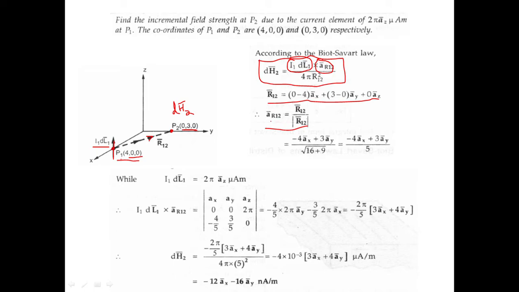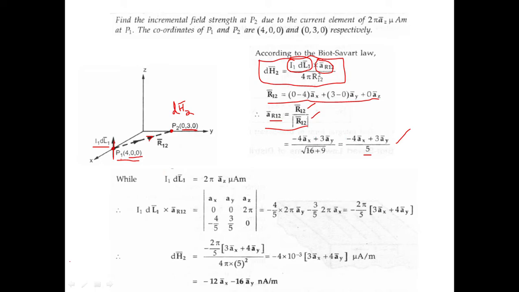Now aR12, by definition, you know that it is the vector divided by the magnitude. R12, I told you how to calculate, final minus initial. So you'll get minus 4 aX, 3 aY and 0 aZ. Divided by the magnitude of R12, which will be 5, that is root of 16 plus 9. Correct. So this is what you get for aR12.